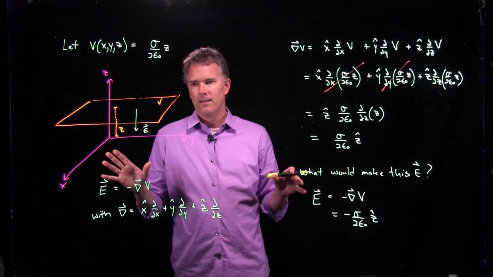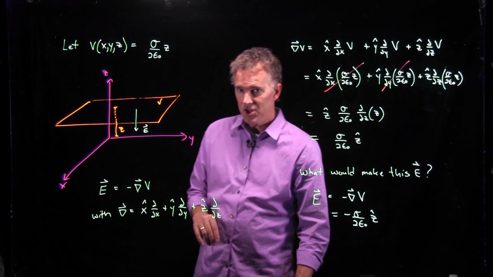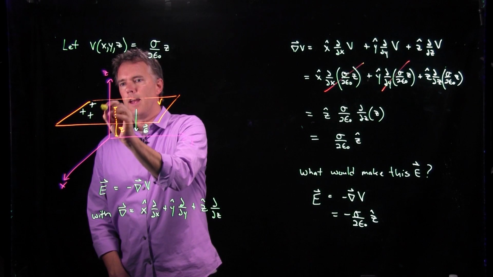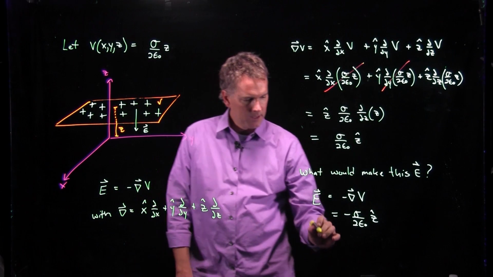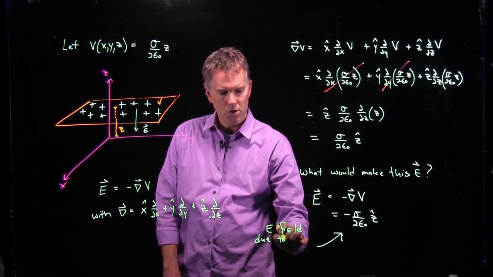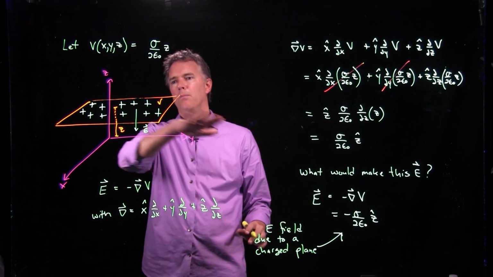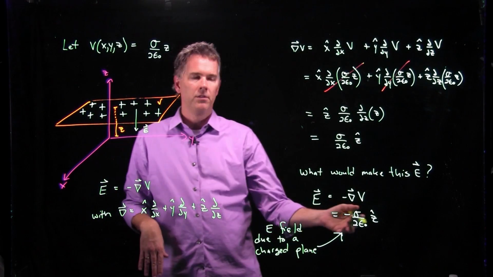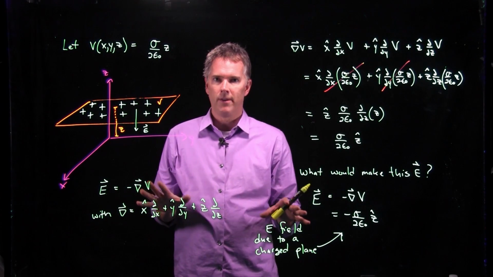What could possibly make an electric field like that? Well, turns out what can make an electric field like that is a sheet of charge. If on this sheet that I just drew, I put plus charges everywhere, then this is exactly the E field due to a charged plane. Take a plane, put charge all over it. What do you get for your E field? You get sigma over 2 epsilon naught. The direction, of course, is determined by whether you're above the plane or below the plane. Okay? All right, so that was one example of how these two things relate.